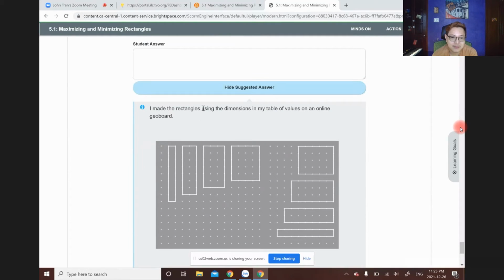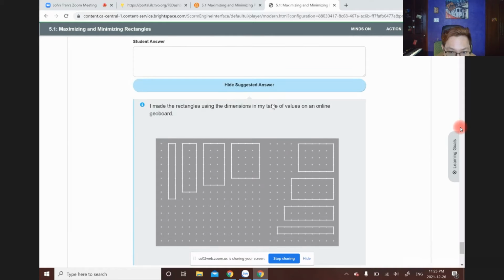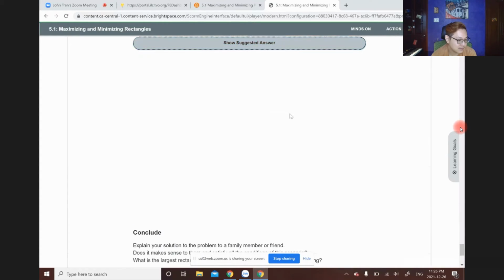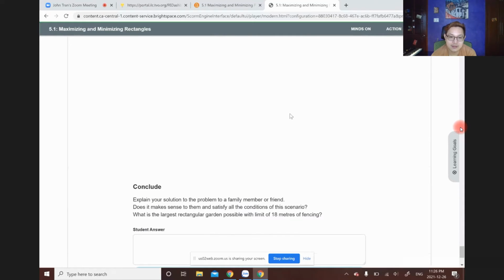Make a rectangle using dimensions on the geoboard. Yes, and you can just match it. Just try to cut out rectangles like that, using papers or something like that, and rulers, and you can see which one has the biggest area.